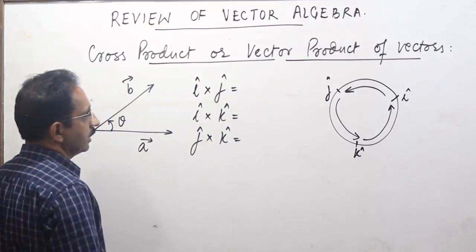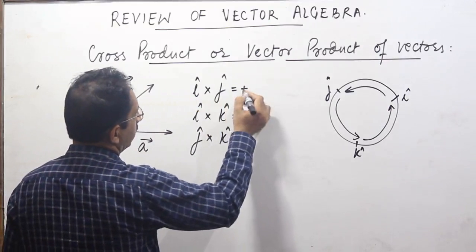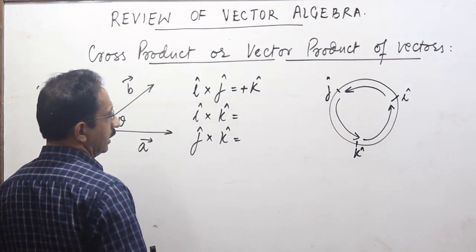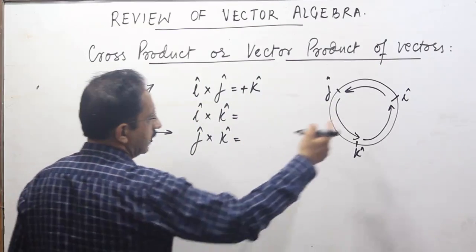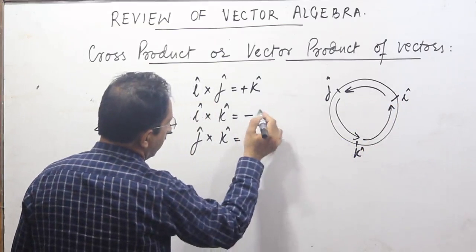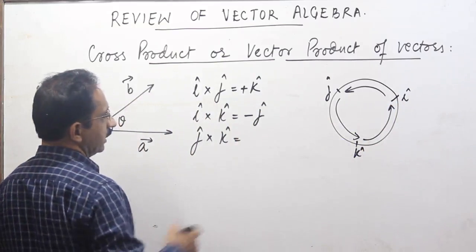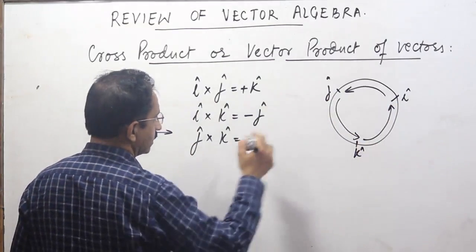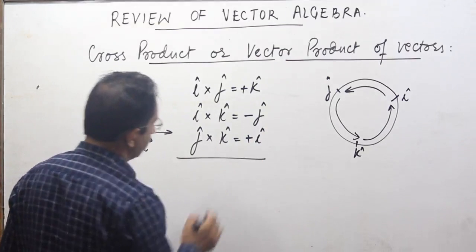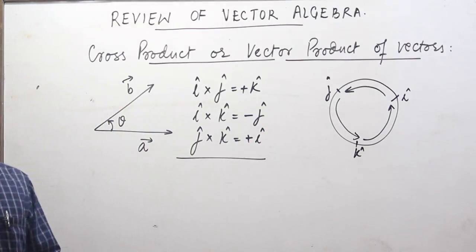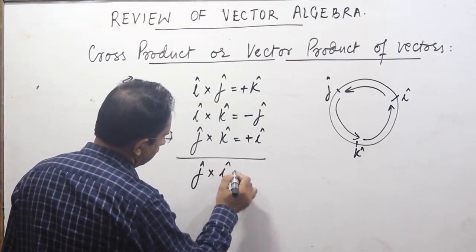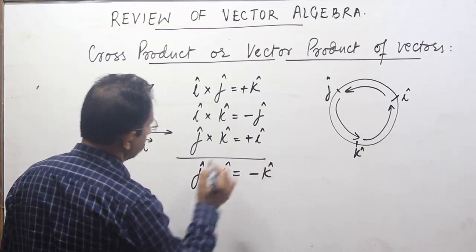So let's write it here. i cross j will be plus k because we are going in the anti-clockwise direction. Then we have i cross k. See, here we are going in the clockwise direction. i cross k will be minus j cap. Similarly, j cross k will be plus i cap. You can now turn these vectors by reversing the order in each case. So I can have j cross i is equal to minus k.